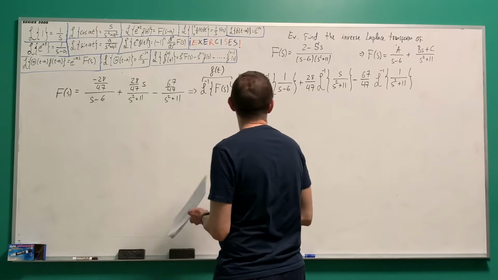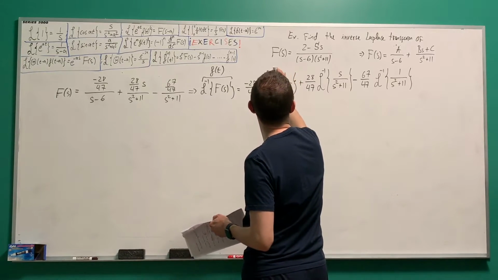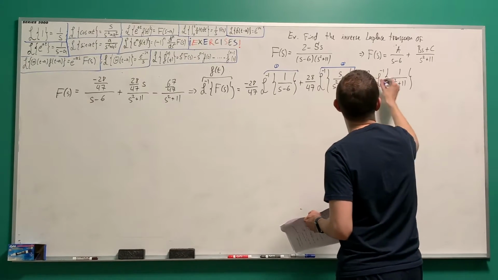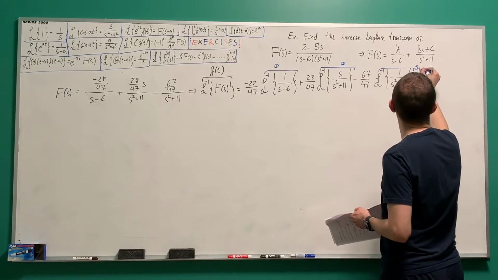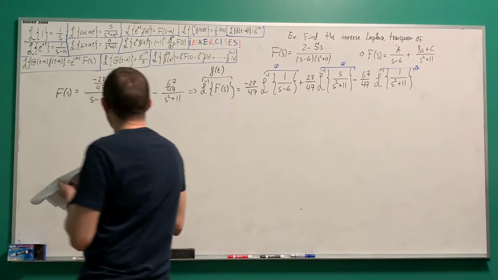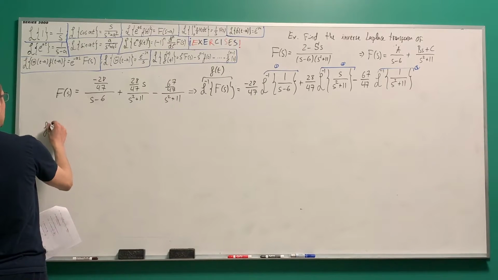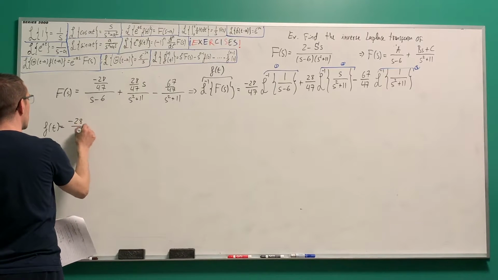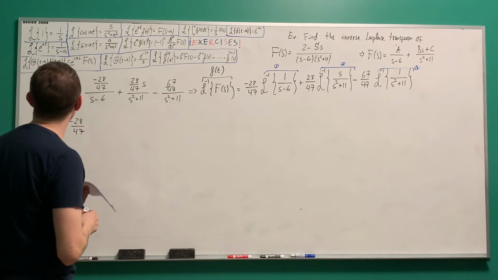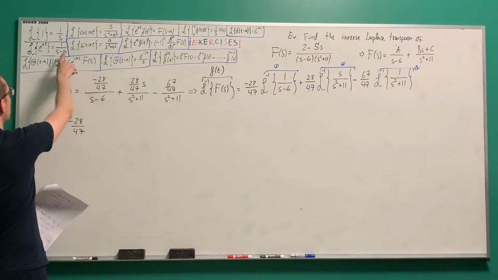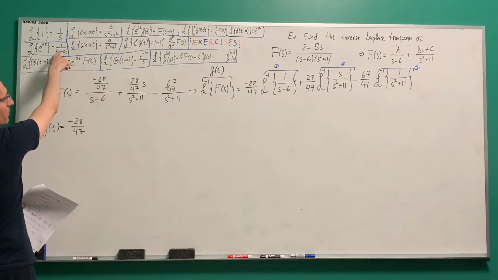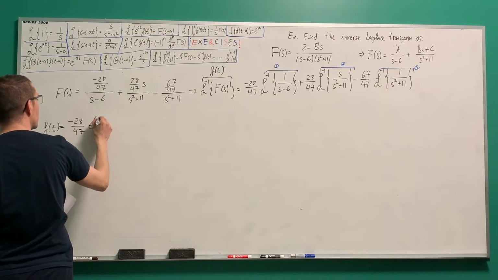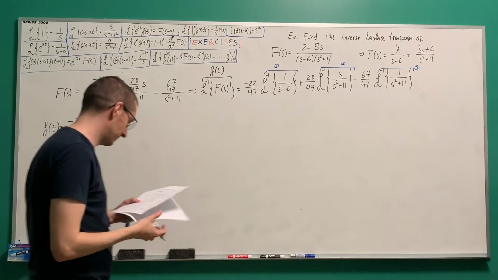Maybe I'll use blue for that. I call this one 1. I call this one 2. And I call this one 3. Now, f of t is equal to minus 28 over 47, and then term 1. Term 1 is clearly the inverse Laplace transform of an exponential, where a is equal to 6. So this thing is e to the 6t. Very easy. That's term 1.